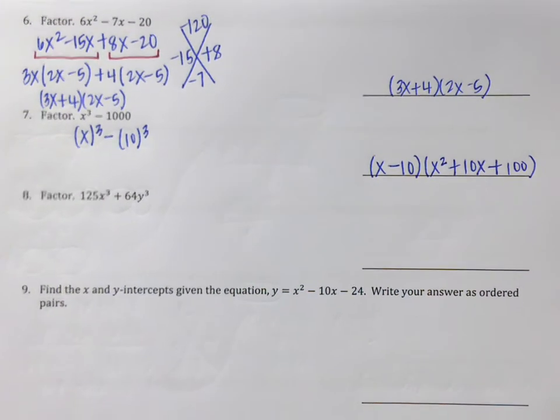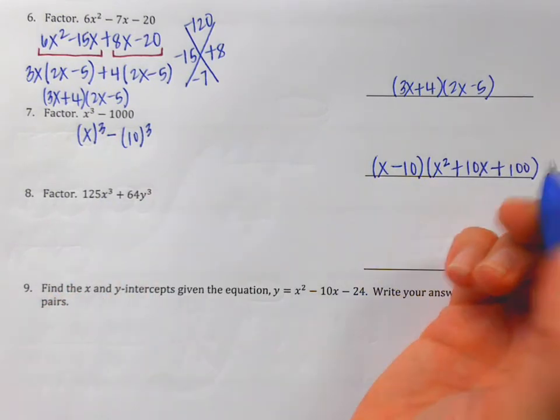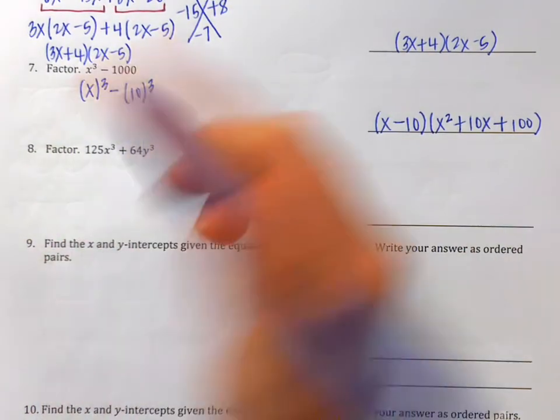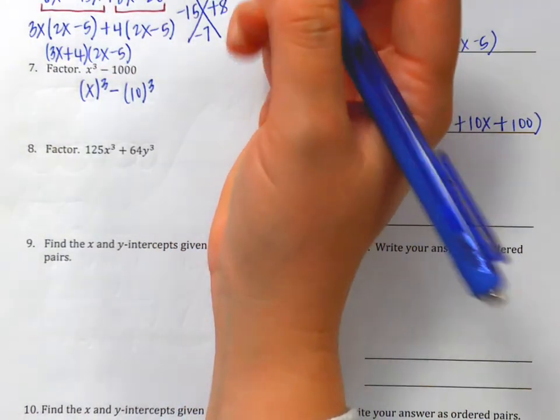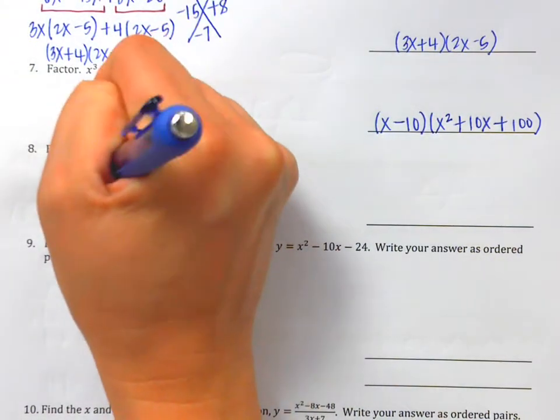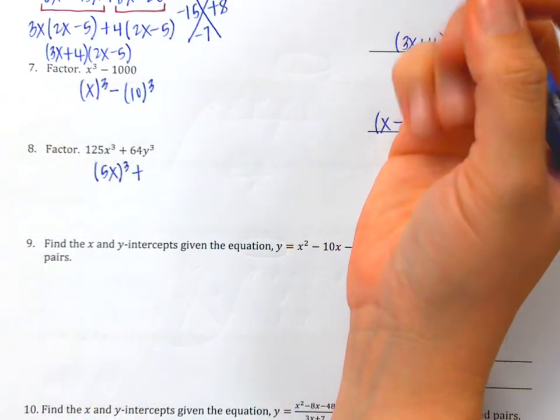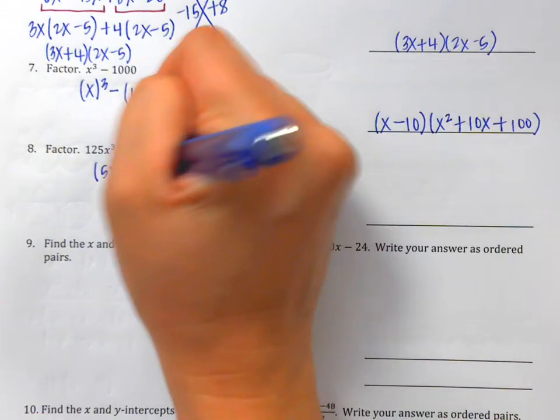Okay, let's move on to 8. 8 is also a sum of cubes. So we are going to, again, think what's the cube root of 125x cubed? And that is 5x. And then what's the cube root of 64y cubed? And that's 4y.